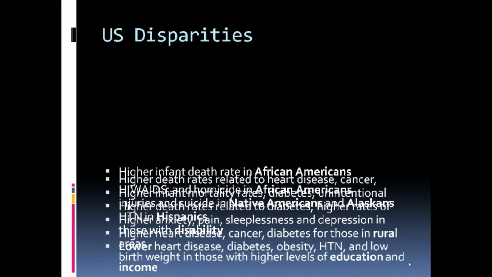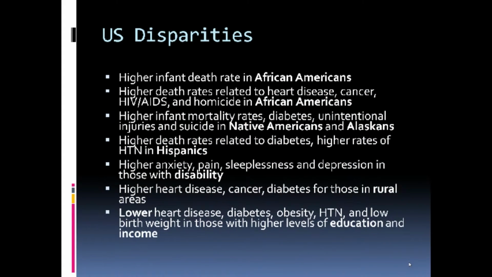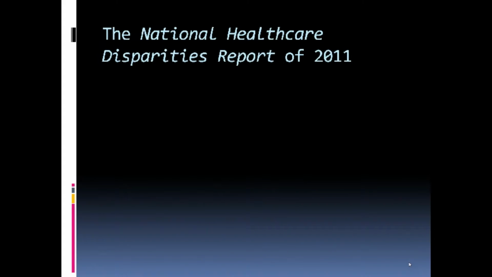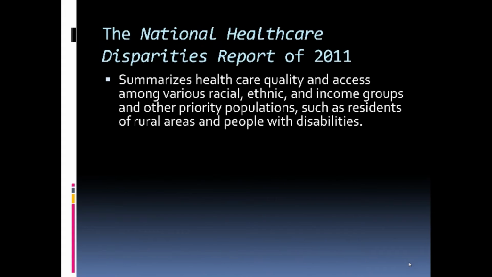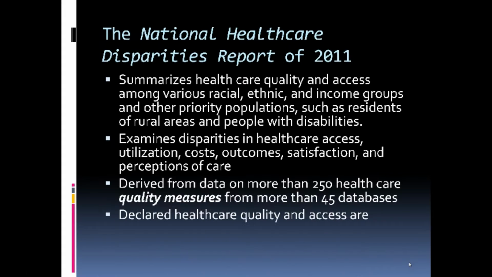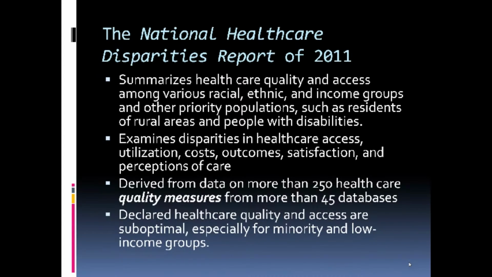These are some of the current health disparities that exist in the United States. The National Healthcare Disparities Report of 2011 summarizes healthcare quality and access among various racial, ethnic, and income groups and other priority populations, such as residents of rural areas and people with disabilities. It examines disparities in healthcare access, utilization, costs, outcomes, satisfaction, and perceptions of care.